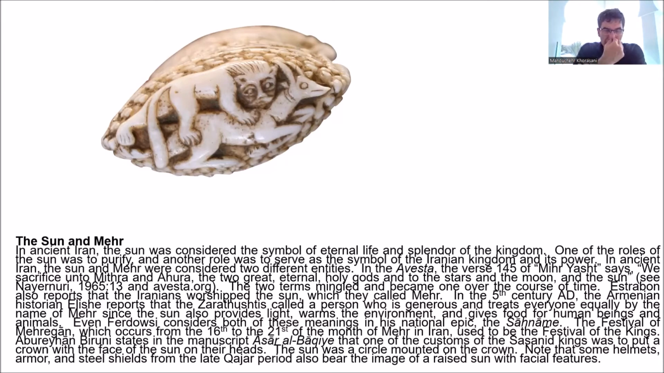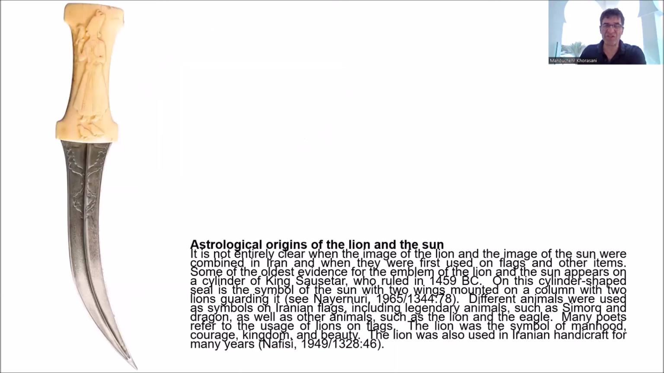Abu Rayhan Beiruni states in the manuscript Asar al-Baghiye that one of the customs of the Sassanid kings was to put a crown with the face of the sun on their heads. The sun was a circle mounted on the crown. Note that some helmets, armor, and steel shields from the late Qajar period also bear the image of a raised sun with facial features. We come to astrological origins of the lion and the sun.